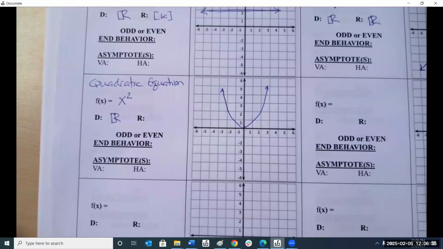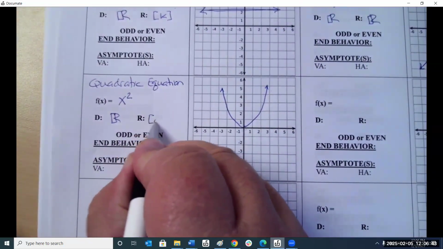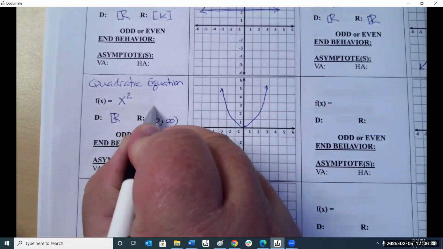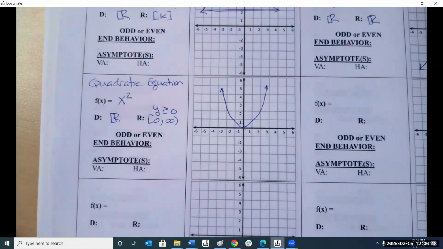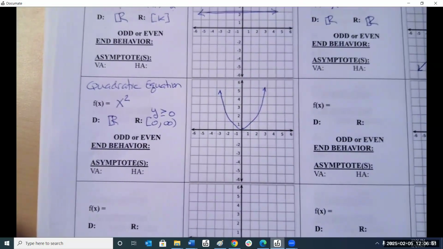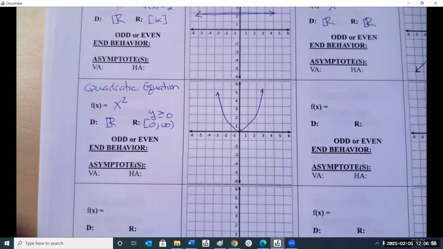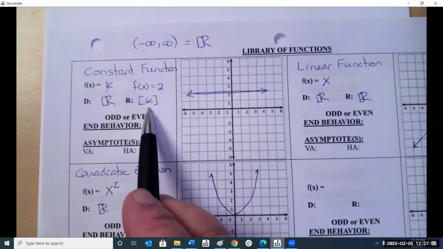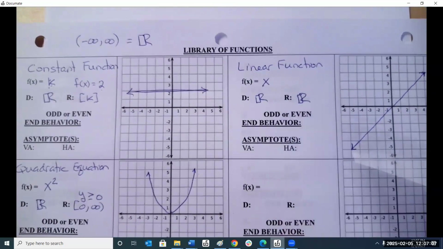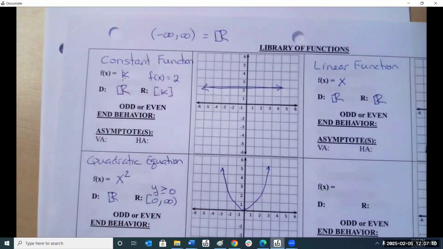What's my range? Zero to positive infinity. Or y is greater than or equal to 0. Either one of those works. Why do you use the parentheses and brackets in this one, the constant? Because remember, brackets mean you can use it, parentheses mean you can't use it.